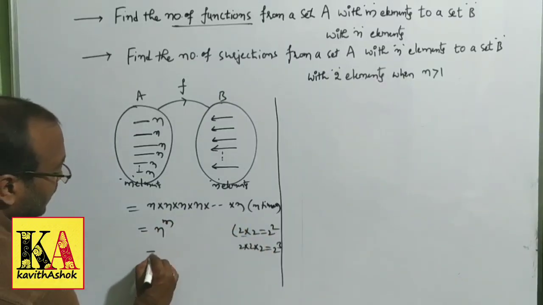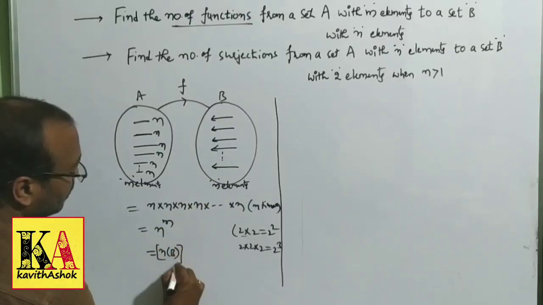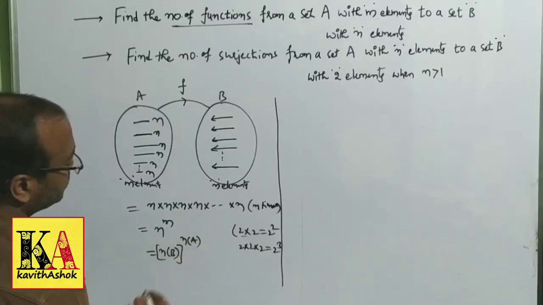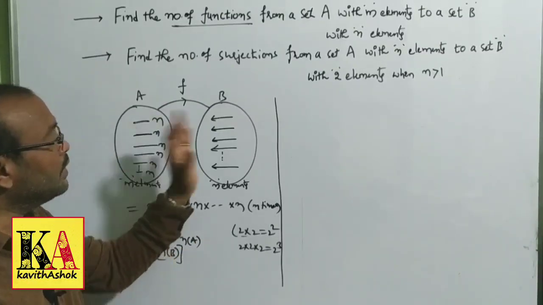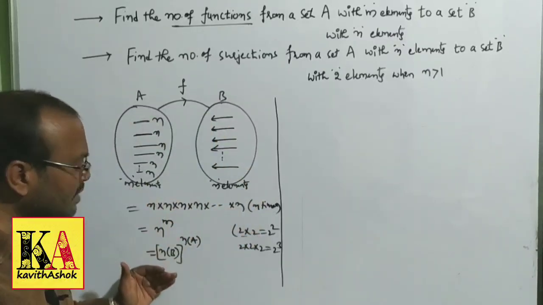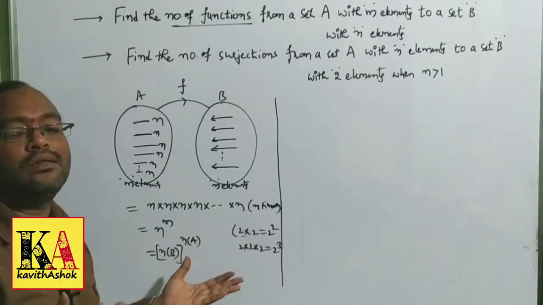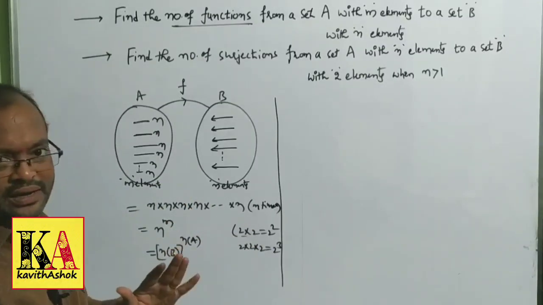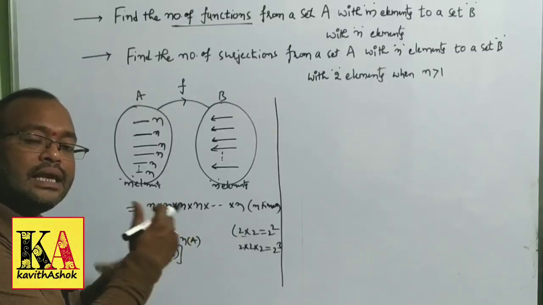So this is nothing but the number of elements present in B whole to the power of the number of elements present in A. So this is the formula to find out the number of functions defined from A to B. So directly writing the formula also we can get the marks. If we understand the concept, easily we can solve the problem. If the problem is given directly, by writing the formula n(B) to the power of n(A), easily we can calculate.